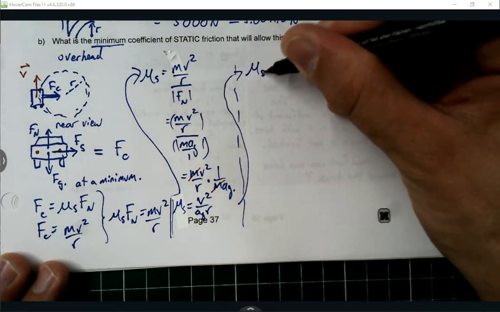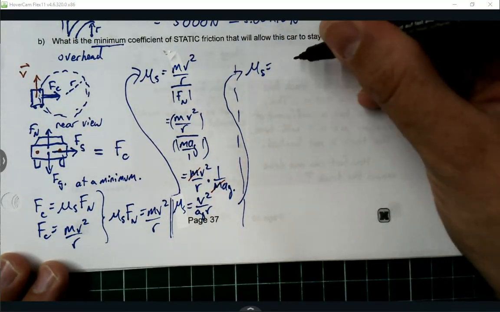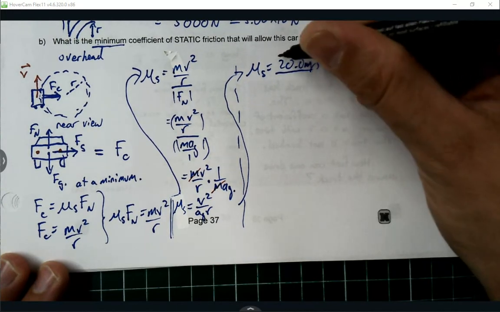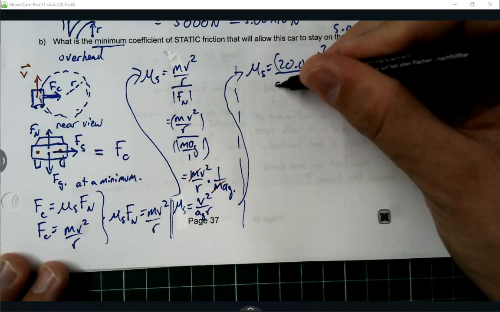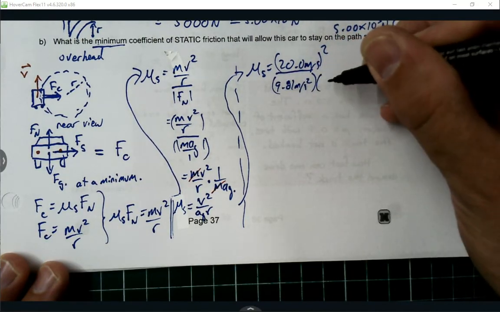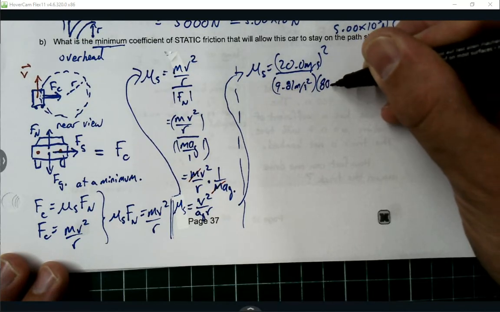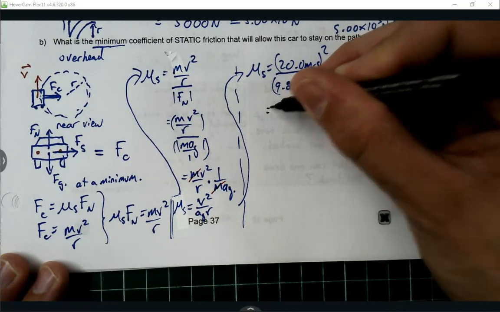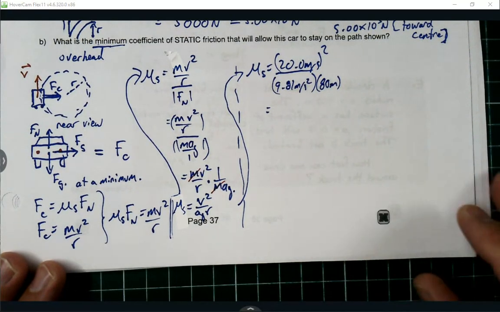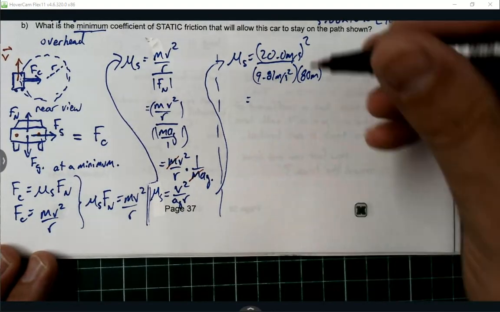So mu s is equal to, what was it, 20 meters per second? Don't forget to square it. Divided by 9.81 meters per second squared times the radius of curvature, 80 meters. And 80 meters, let's be realistic, that's actually a really big curve. That's like a big highway off-ramp, maybe even a highway interchange from one highway to another.